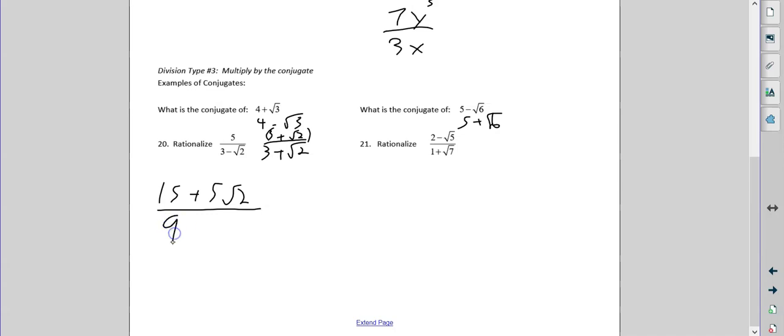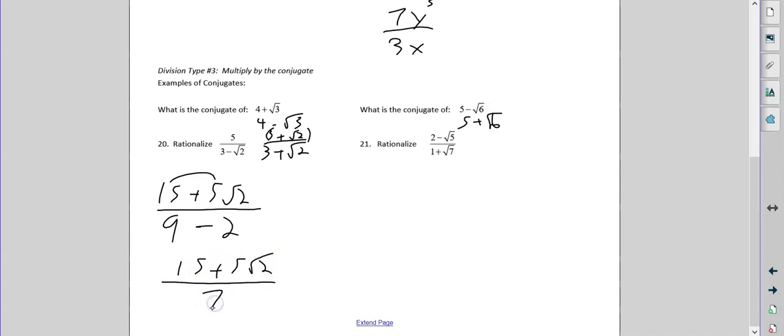3 times 3 is 9. This is always going to be a minus. And if you don't have a minus down there, you made a mistake. And remember, radical 2 times radical 2 is simply 2. So what does that leave us? You cannot combine these two. You can't say 20 radical 2. That'd be like saying 15 plus 5x is 20x. It's not. They're not like terms. This stays 15 plus 5 radical 2.